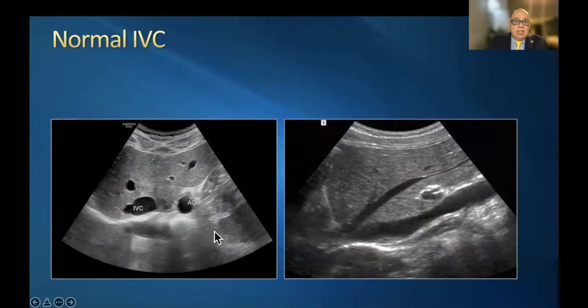The normal IVC is seen like here. Here we can see the aorta, and depending on the level, we have the IVC. Here, using the liver as an acoustic window. And in transverse, and here in longitudinal. In longitudinal, in real time, we can observe the compression or extension, increase of the size and shortening of the size, according to the breathing movement, inspiration or expiration.